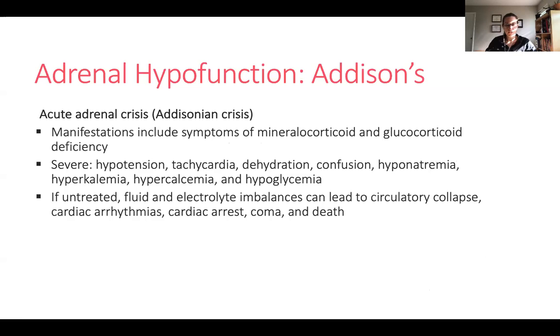So the acute adrenal crisis, the presentation will include symptoms of mineralocorticoid or glucocorticoid deficiency. So they will have severe hypertension, tachycardia, dehydration, confusion, hyponatremia, hyperkalemia, hypercalcemia, and hypoglycemia. The management for this is in page 1026, page 46.4.